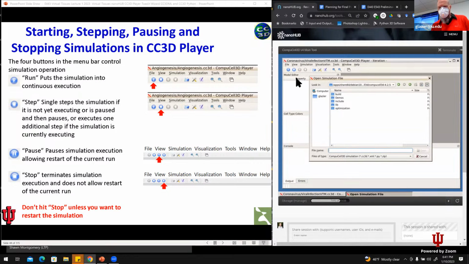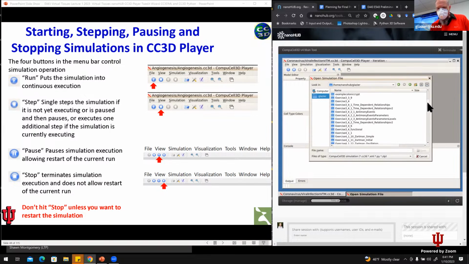So here's what we were going to do. I hit File, Open Simulation, click on my name. And here I've got a lot of demos and things in my directory because I've been doing this for a long time. I'll go to CompuCell3D demos, book chapter, angiogenesis.